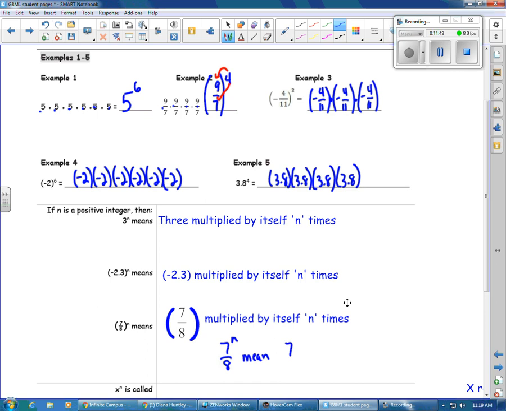7 multiplied by itself n times, divided by 8. The exponent would be applied only to the 7, not to the 8. So it wouldn't be 7/8 times itself over and over again. It would be 7 times itself over and over again divided by 8. So it means very different things.